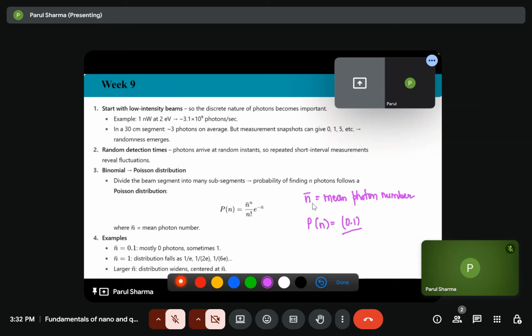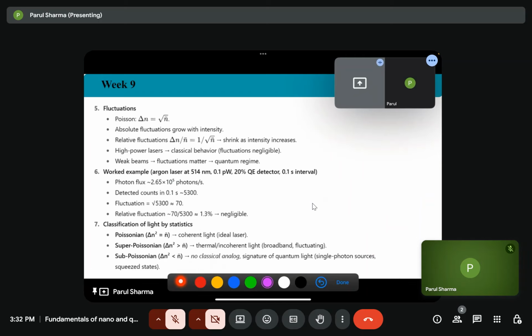And for the larger n bar, the distribution will widen and it will be centered at n bar. So now how to define the fluctuations? So in case of the binomial distribution, here we saw that delta n is a standard deviation.